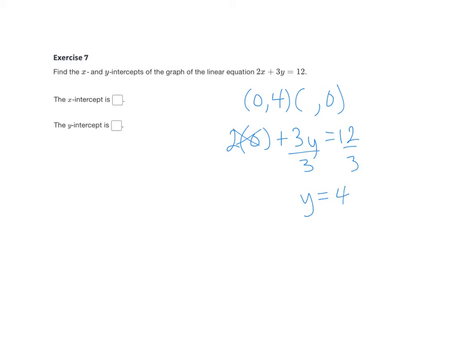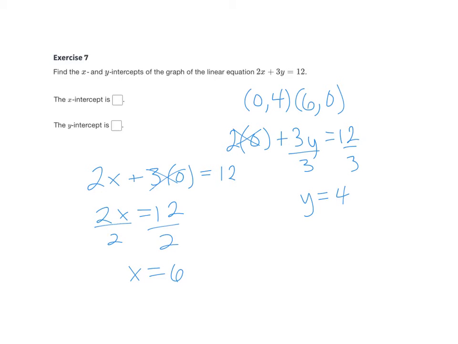Okay? Second equation, you're going to make your y 0. So you'd have 2x plus 3 times 0 is equal to 12. 2x, 3 times 0 is nothing. So that equals 12. Divide both sides by 2. X is equal to 6.